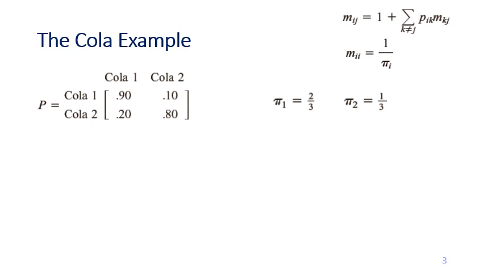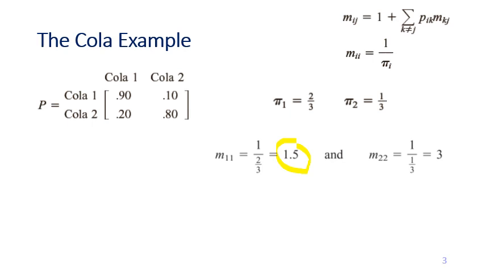So in the cola example, given the transition probability matrix, and given that we have computed the steady state probabilities, we may compute all the mean first passage times. For M11 and M22, we may use the formula 1 over pi. The interpretation here is that, for example, M11 equals 1.5. It means that if a person purchases cola 1 at the moment, on average 1.5 purchases later, he or she will purchase cola 1 again.